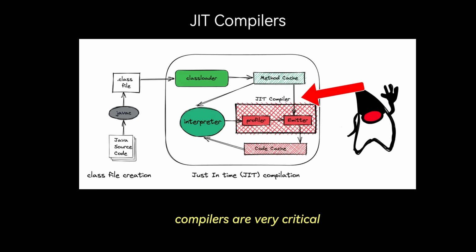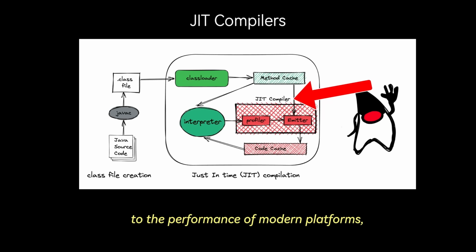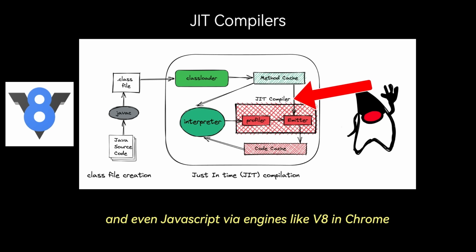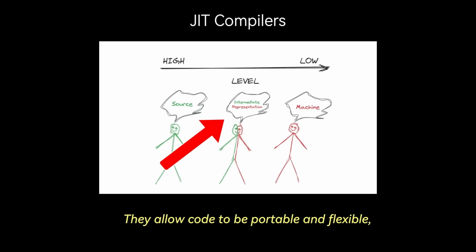So you can see that JIT compilers are very critical to the performance of modern platforms, say Java, C#, Android, and even JavaScript via engines like V8 in Chrome. They allow code to be portable and flexible while still achieving near-native execution speed.